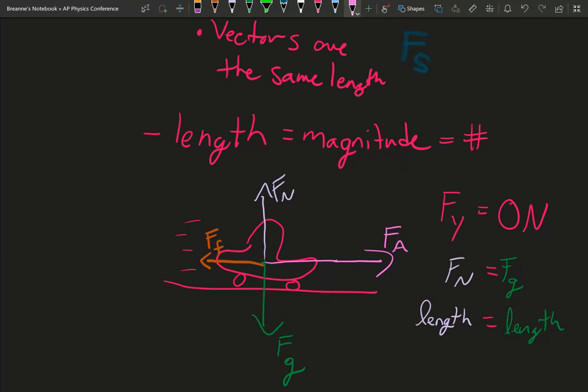So all that's saying is that your force applied is stronger than your force of friction, which is why the car is moving in that direction. It would be accelerating in that direction, because your force applied is way bigger than your force of friction. Again, your free body diagram is just a way to visualize what's going on.